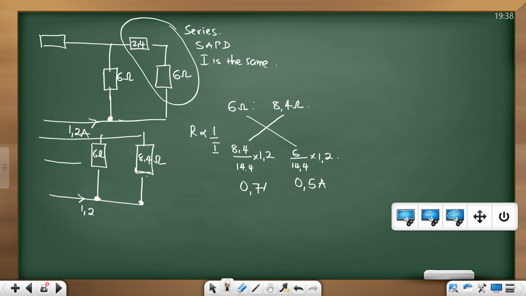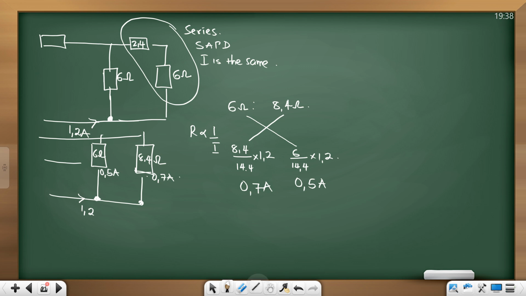Guys, I don't know if you see what I've done. Do you see that the one that has the lower resistance would have the higher current? This is one way of doing it. So now I know that the current here, I'll show you another way. The current here is what? 0.5, and the current here is what? Do you see that 0.5 plus 0.7 would give you 1.2? Make sense? All right.